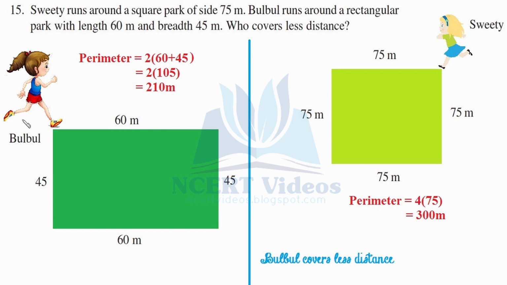Now she is your Bulbul and she goes around a rectangular park. So this is a rectangle having sides 60 meter length. So this is 60 and breadth 45. This is again 45. Now perimeter, again we know perimeter is nothing but twice into length plus breadth. When we add it, it gives you 105, multiply it with 2, then it is 210 meter. So clearly you can see that there is a difference of 90 meter and Bulbul covers less distance. So this was your question number 15.